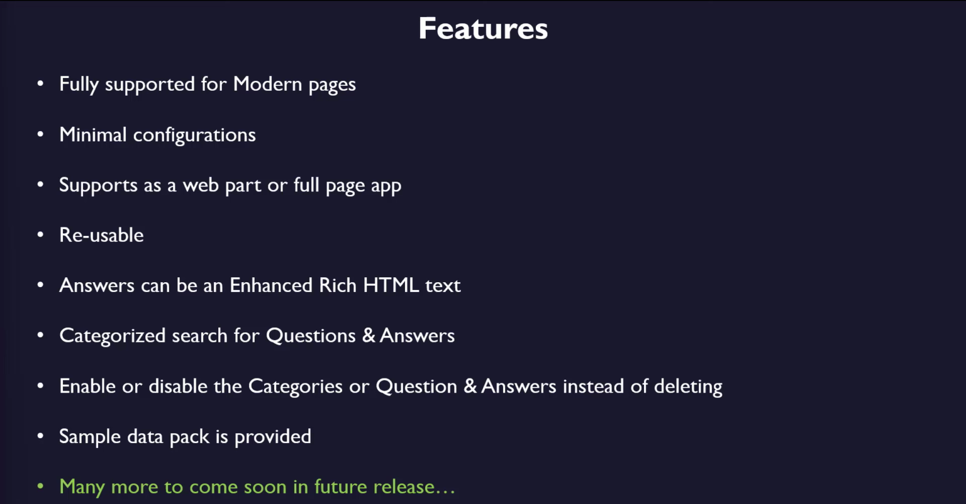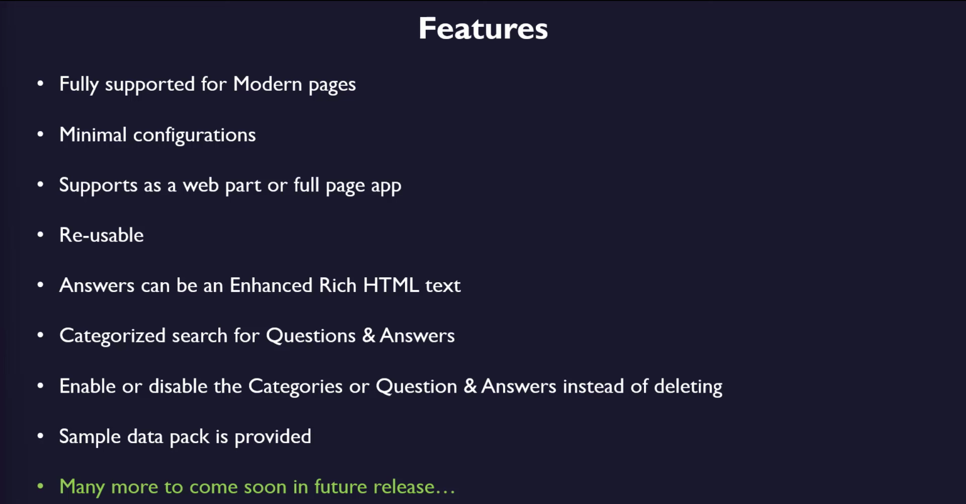And you can also enable or disable the categories or questions and answers if you think this is not the right time to publish, or there are more updates required for a question and answer. So there is no need to delete the question or answer. You can just activate or inactivate it so that it will be hidden from the end users, but it is still available at the back end.